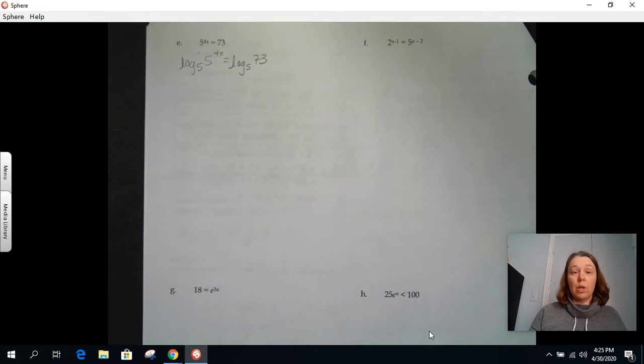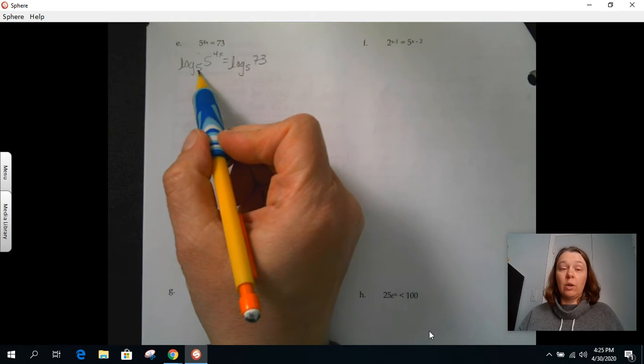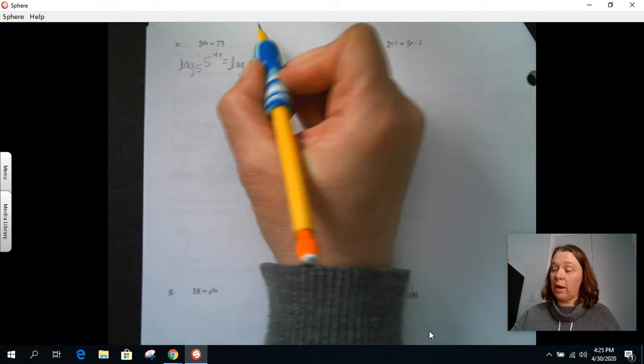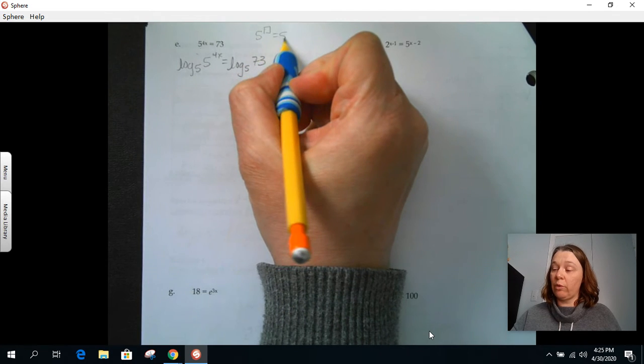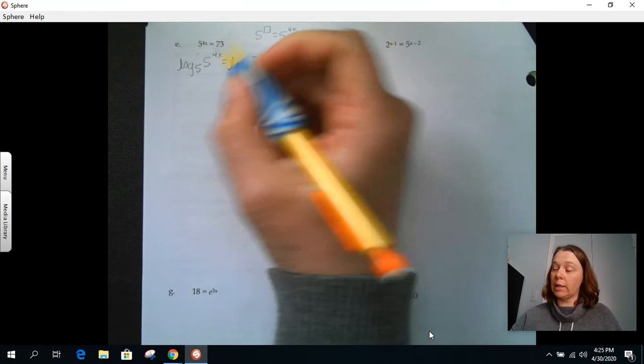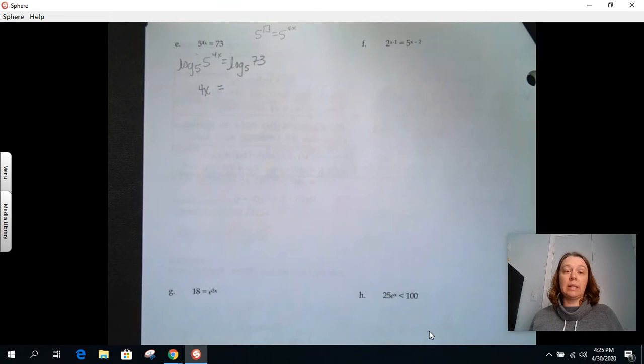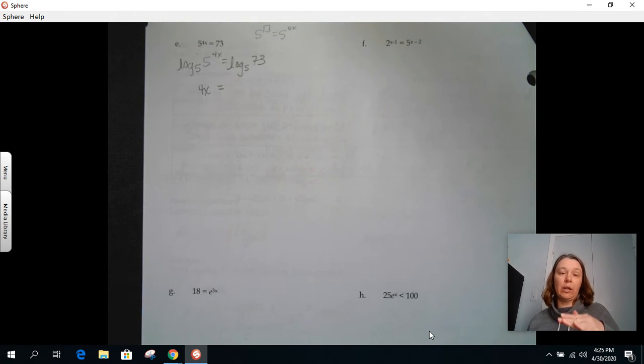So I chose log base 5 of 5 to the 4x because when we're doing this, we're thinking 5 to what power is 5 to the 4x power? It's just 4x. Doing that kind of eliminates the need for having to divide by a log.